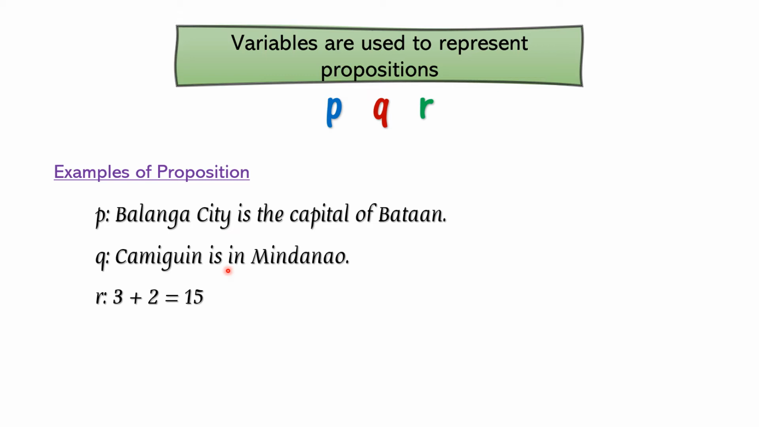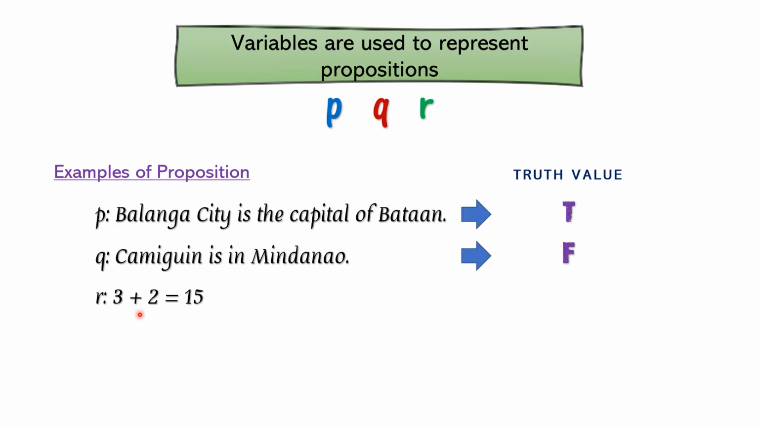Now, let's evaluate the propositions one by one, and that is by identifying their truth value. Let's begin with proposition P. Balanga City is the capital of Bataan. This sentence is true. Okay? So its truth value is true, and we will denote that as capital letter T. Next, proposition Q. Camiguin is in Mindanao. We all know that Camiguin is not in Mindanao. Therefore, this proposition is false, and its truth value is denoted by capital letter F.